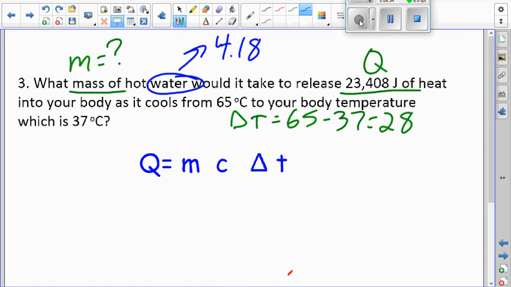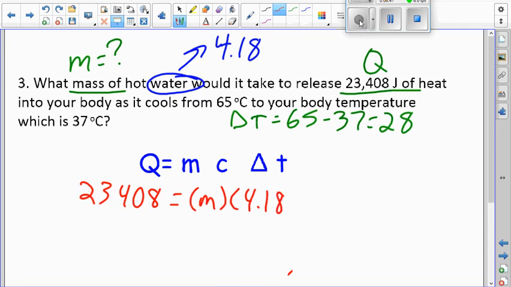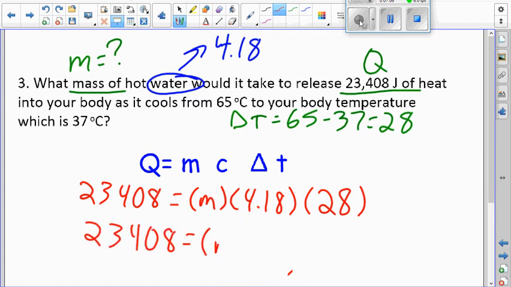Okay? So I'm going to go ahead and plug everything in here. My Q is 23,408. My mass I don't know, so just leave that as an M. My C is 4.18. My delta T is going to be that 28 degrees. That's the difference between my two temperatures. To simplify things a little bit here, I'm going to combine my 4.18, my 28. So rewriting the left-hand side here equals M times that 117.04.